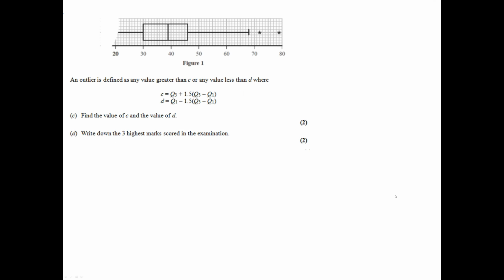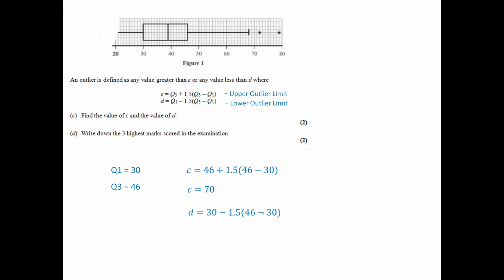In the next bit of the question, we are given these formulae that define where the outlier limits are. This first one is the upper outlier limit, the second is the lower outlier limit, and we're asked to calculate these. Well, we've already found Q1 and Q3, so all we have to do is substitute the numbers into the formula and find that the lower outlier limit is 70. Sorry, the upper outlier limit is 70. The lower outlier limit then is 6.